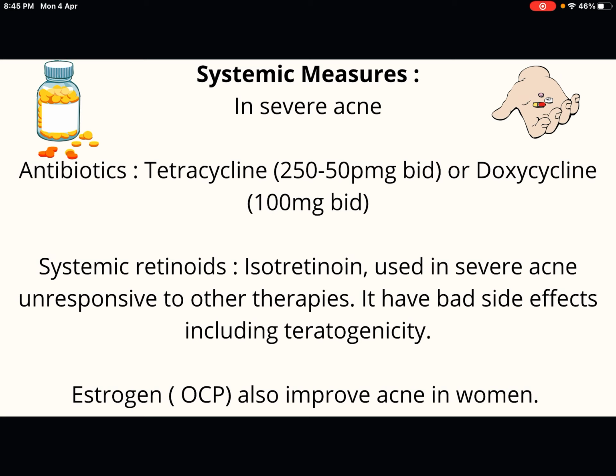Systemic retinoid isotretinoin is a drug which we give, and it is used in severe acne which is unresponsive to any other therapy. Only then will we give systemic retinoids, because they have very bad side effects, like teratogenicity. Also estrogen, the oral contraceptive pills, improve acne in women. So these are the systemic measures for severe acne: antibiotics, tetracycline, doxycycline; systemic retinoids, isotretinoin, used in severe acne if nothing else is working; and estrogen, oral contraceptive pills, which also improve acne in women.